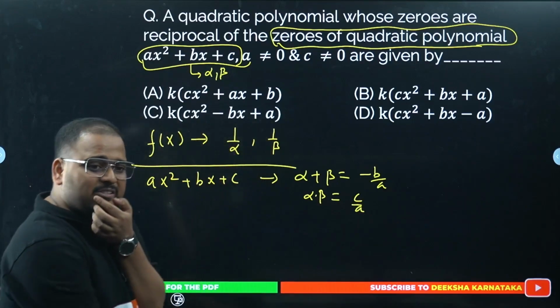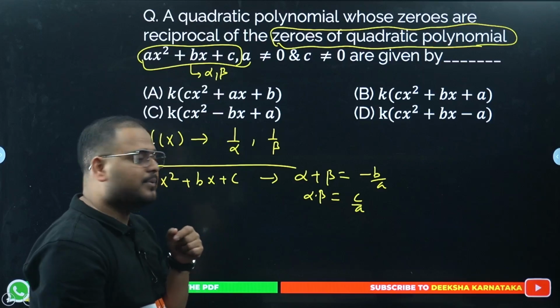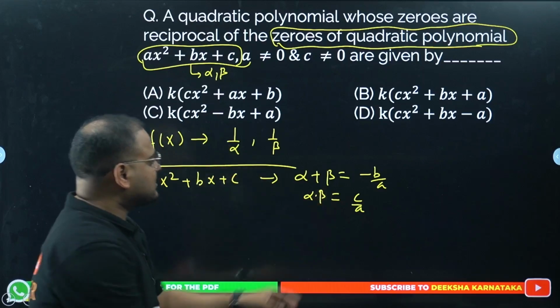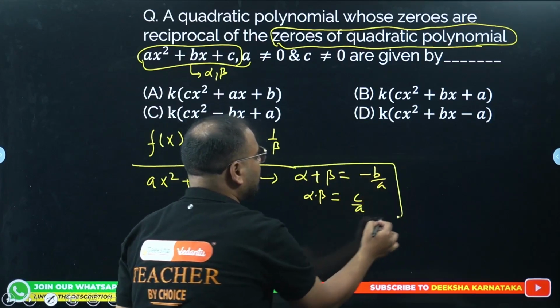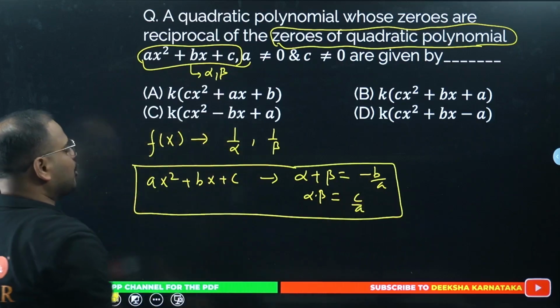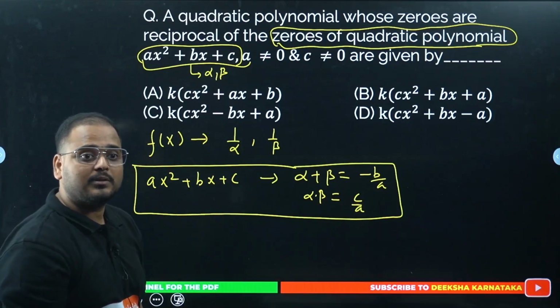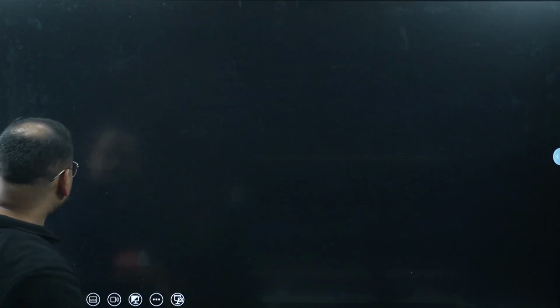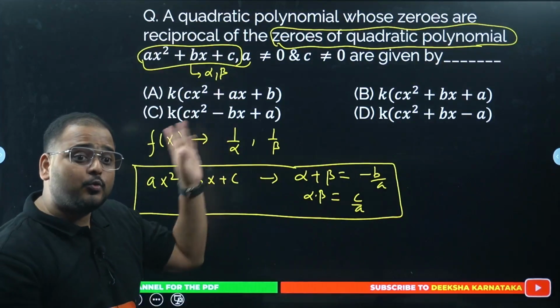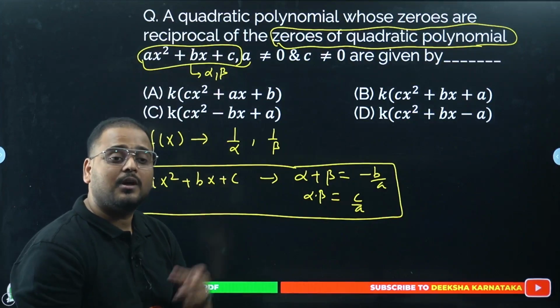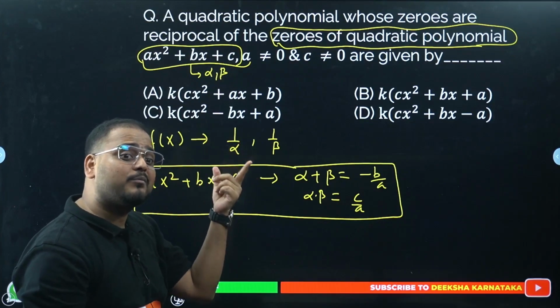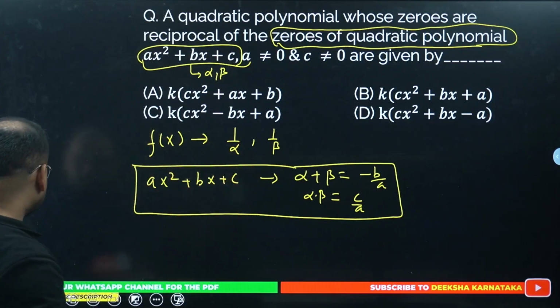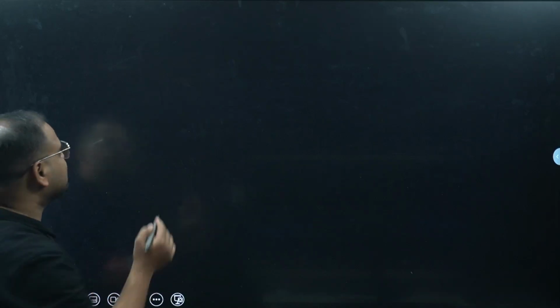Okay, sir. So how does it help us? We know the sum and product for the known polynomial. What about the unknown polynomial? Whatever the unknown polynomial is, we know the roots now. Sir, how, sir? Because they are reciprocal. So 1 by alpha plus 1 by beta. So if we know the roots, it means I can find the sum.